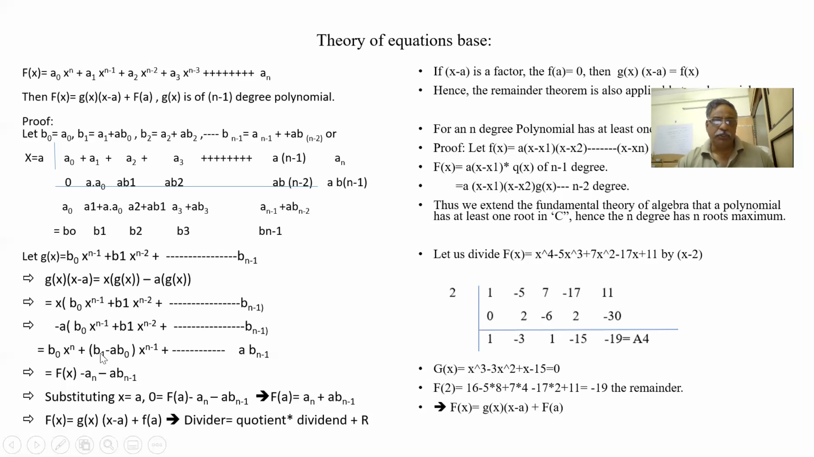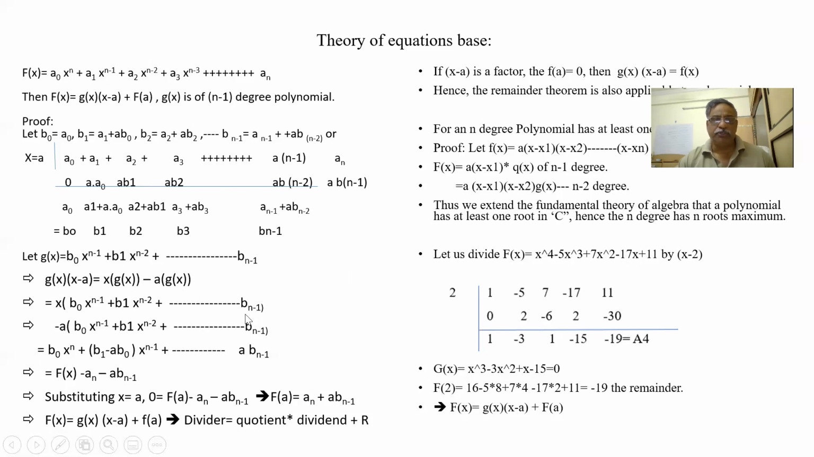So this total terms becomes f of x minus the last terms. Last terms are an and a bn minus 1. These two are the last terms. So this is nothing but f of a. But here we know f of x, if we put x is a, then the left term x minus a is 0. So this term is becoming 0. So if this is 0, that means f of a is equal to an plus a bn minus 1. This is the remainder of this entire process.